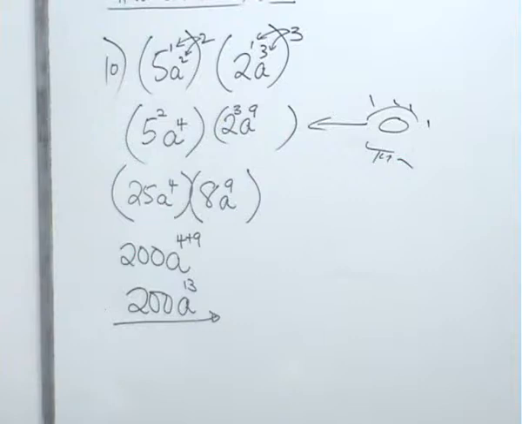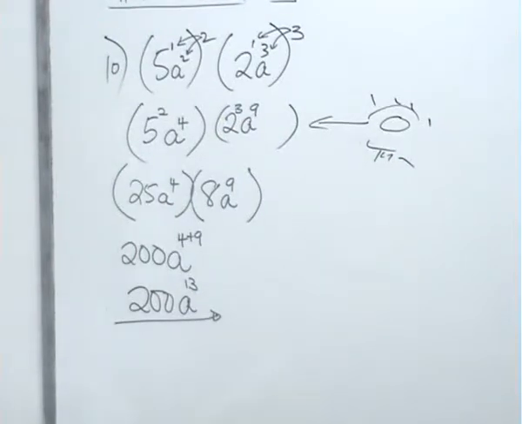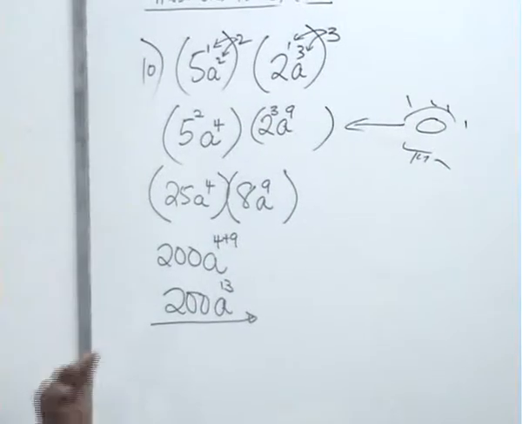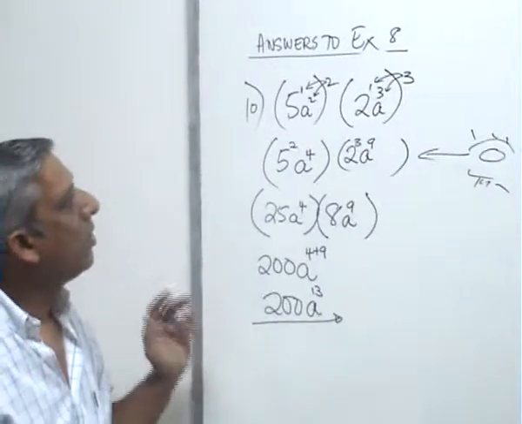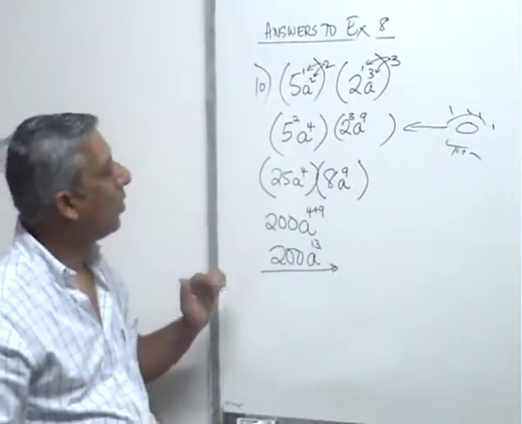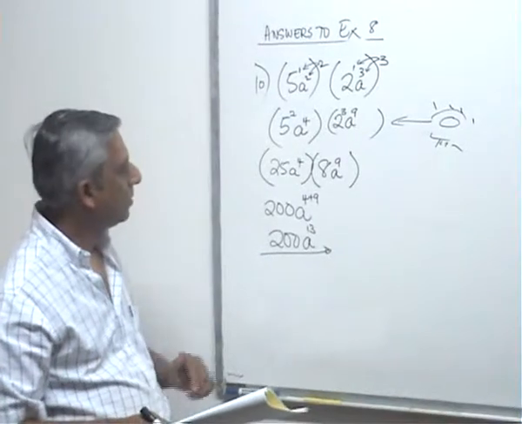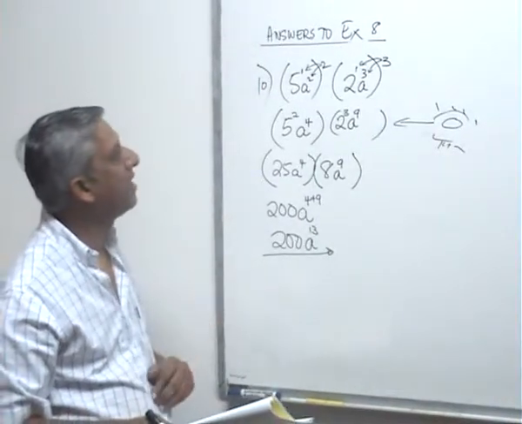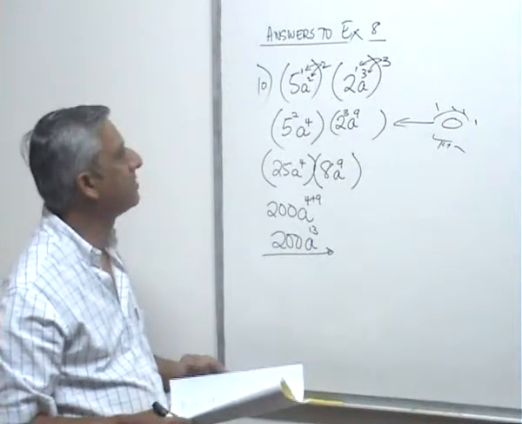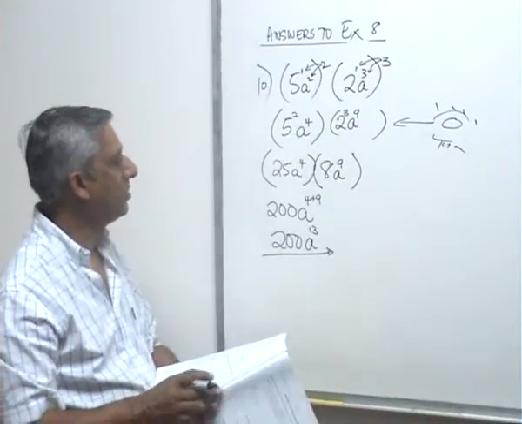Alright, so that brings us to the end of exercise 8. Now in the next exercise that you're going to get, in exercise 9, you're going to use all 3 laws together. It's going to be either the multiplication law or the division law or the power to power law. So once you finish marking this, then you can have a look at exercise 9, and you're going to try exercise 9 where you're going to use all 3 laws one time.